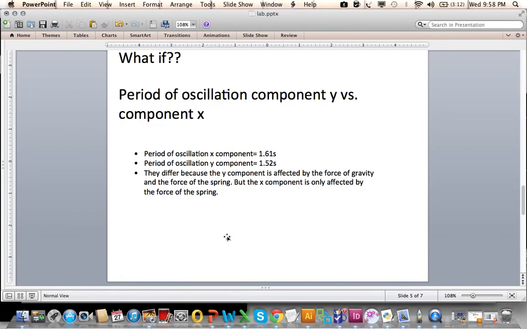So why do they differ? Because the y component is affected by the force of gravity and also the force of the spring, and the x component is only affected by the force of the spring.